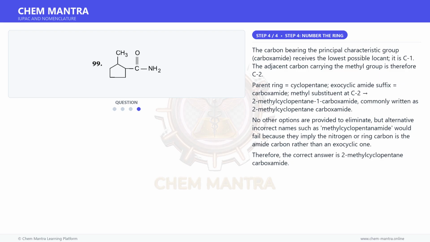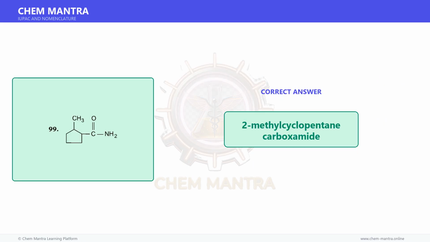No other options are provided to eliminate, but alternative incorrect names such as methylcyclopentanamide would fail because they imply the nitrogen or ring carbon is the amide carbon rather than an exocyclic one. Therefore, the correct answer is 2-methylcyclopentane carboxamide. The correct answer is shown on screen.